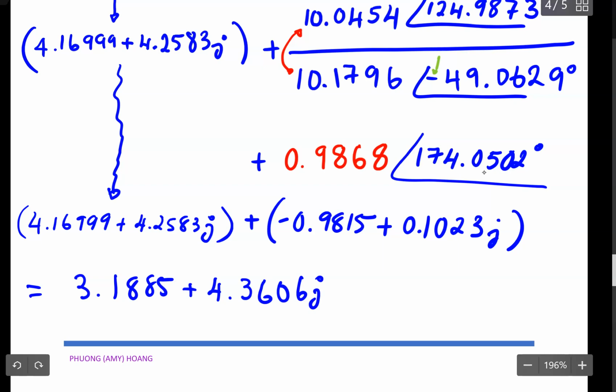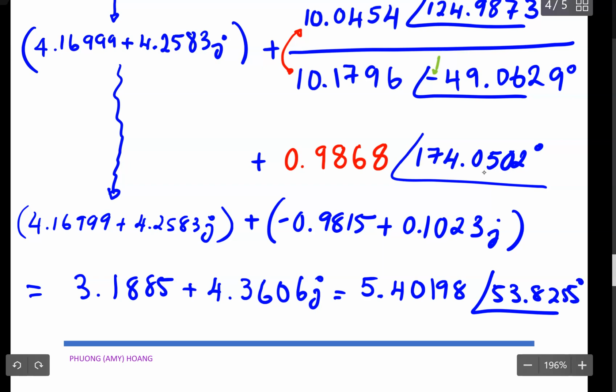Did they ask us to convert to polar form? Yes, I convert to polar form. I end up with this number, 53.8255 degrees. But I need to round to 3 significant digits. So 3 significant digits would be this, and this one should be just 53.8 degrees.